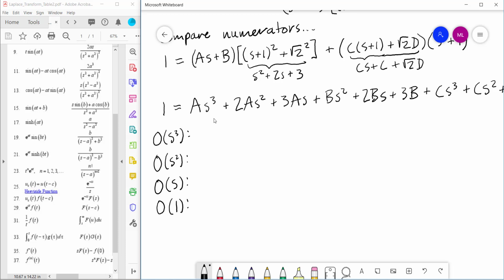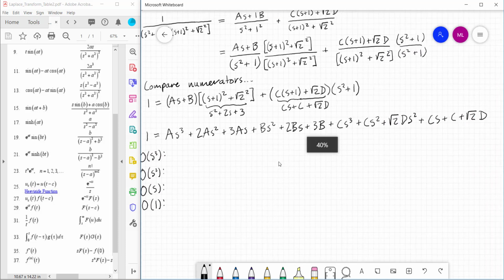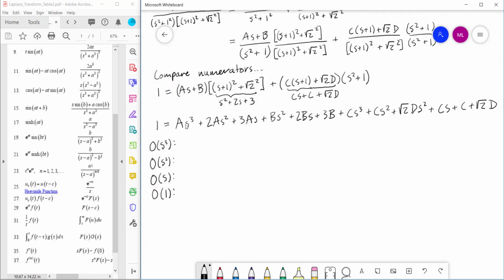So let's start with the order s cubed terms. On the left side of the equation, there is no s cubed. So we have 0 s cubes on the left-hand side, and that's equal to, on the right-hand side, as cubed plus cs cubed. Those are the 2 s cubed terms, so a plus c of them.